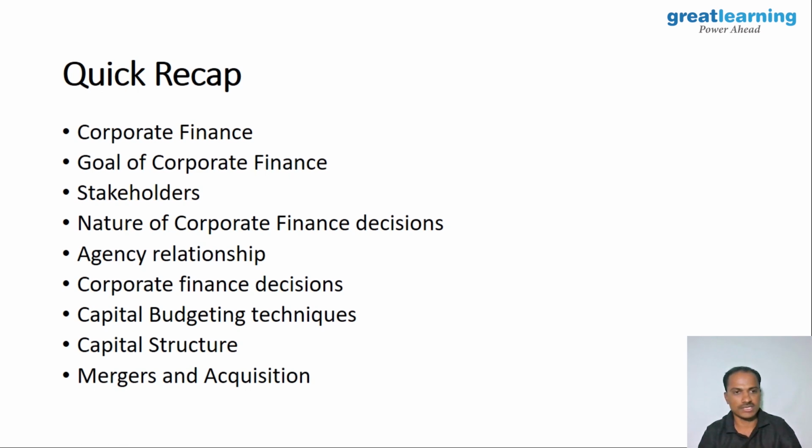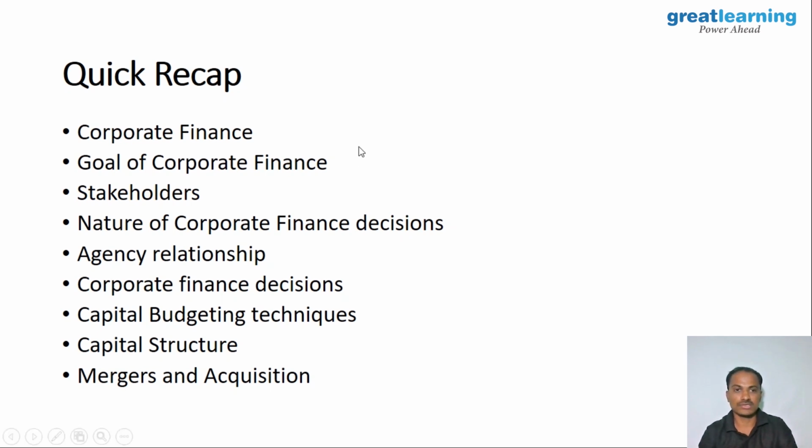And also we have discussed the nature of corporate finance decisions. What are the typical characteristics of corporate finance decisions? We have understood that corporate finance decisions are irreversible in nature. Once taken, they cannot be reversed. The business has to face the consequences, whether positive or negative, of the decision taken.